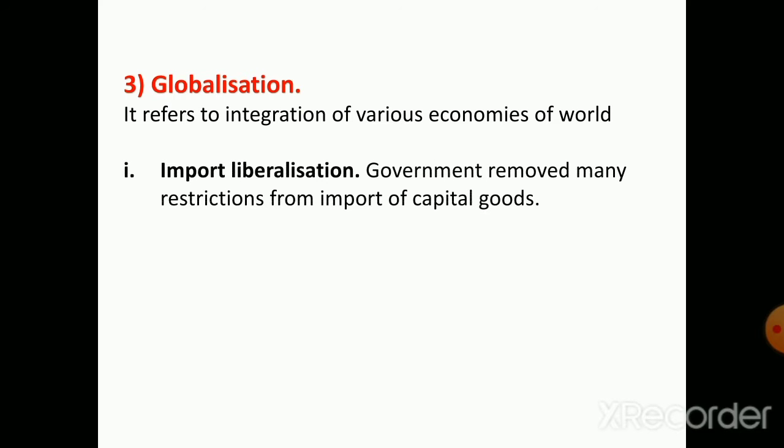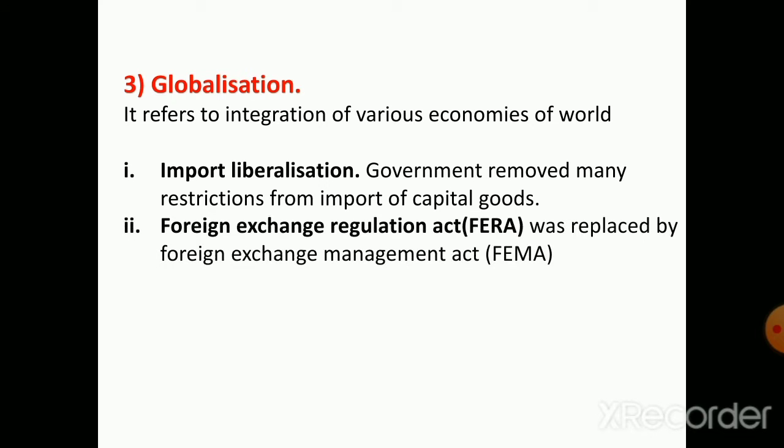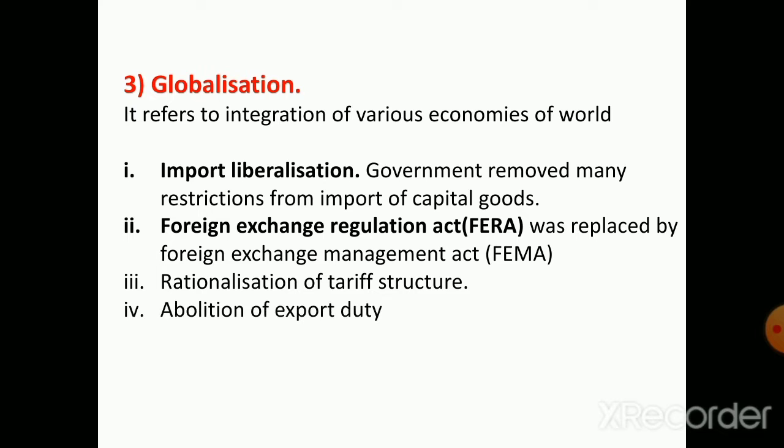First is import liberalization, which means government removed many restrictions on import of capital goods. Second is the Foreign Exchange Regulation Act, which is known as FERA, and it was replaced by the Foreign Exchange Management Act. Now it is known as FEMA. Third is rationalization of tariff structure, abolition of export duty, reduction of import duty, etc. So globalization basically involves the greater interaction and interdependency among the various nations of the global economy.